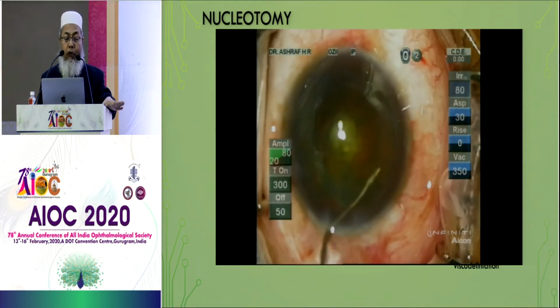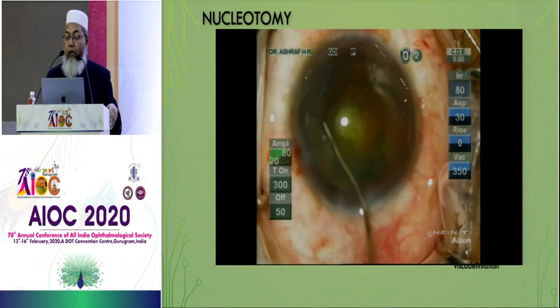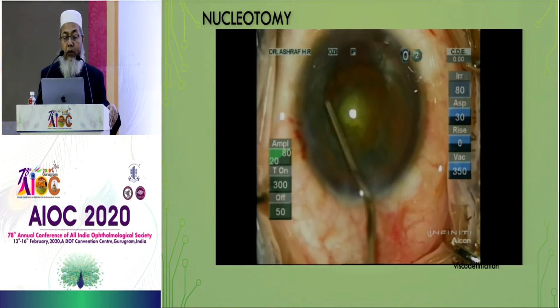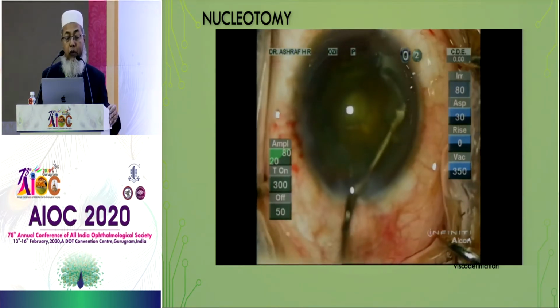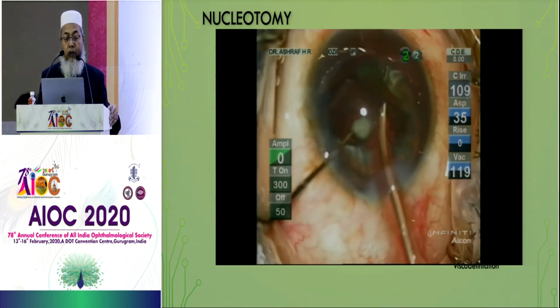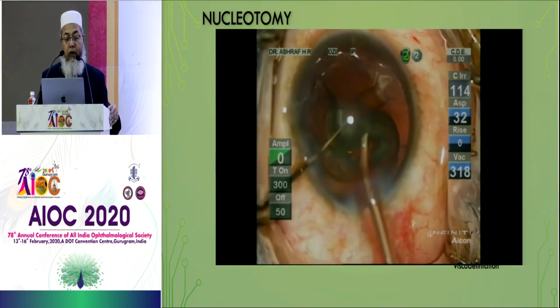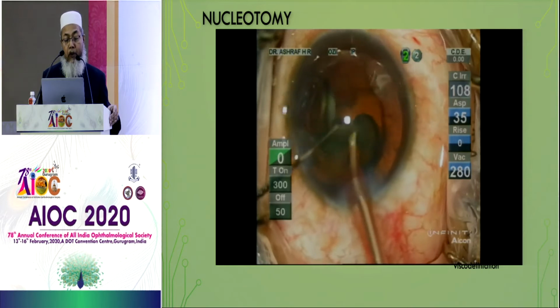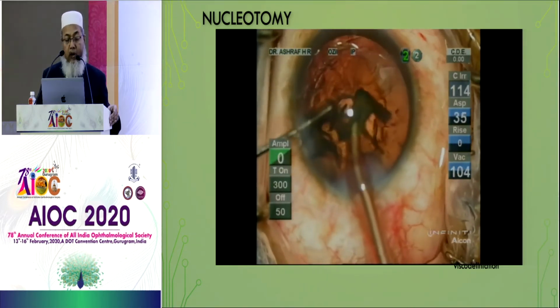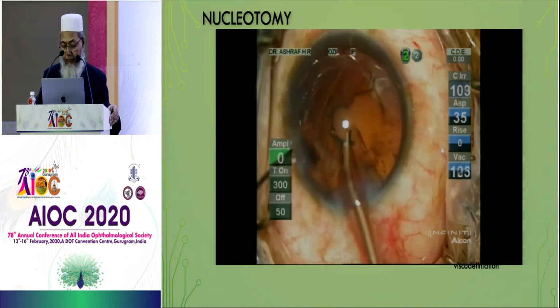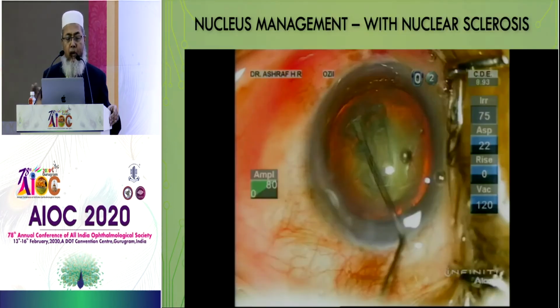During nucleotomy, management varies according to the hardness of the nucleus. In soft nucleus, or after hydrodelineation, we can remove the central part, and then after separating the epinucleus, easily the soft epinucleus can be sucked out through the phaco tip. And all this time low parameters are used.